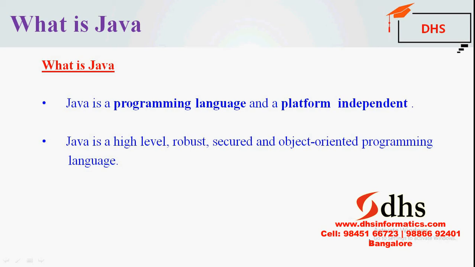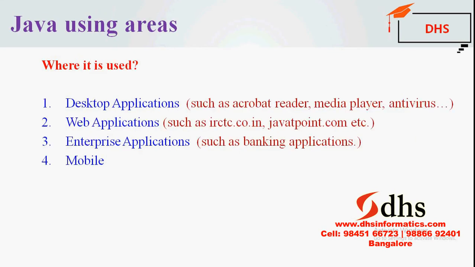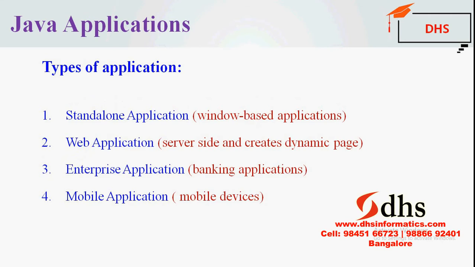Java is a high level, robust, secured and object oriented programming language. Where it is used: desktop applications, web applications, enterprise applications and mobile applications. Types of applications: standalone application or window based application, web application, enterprise application and mobile applications.